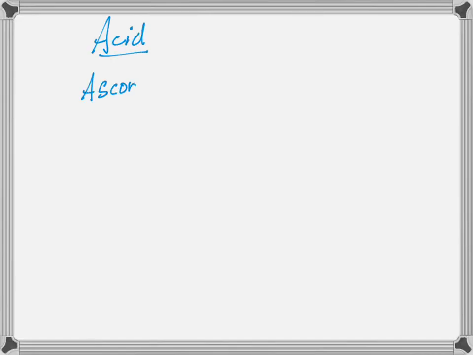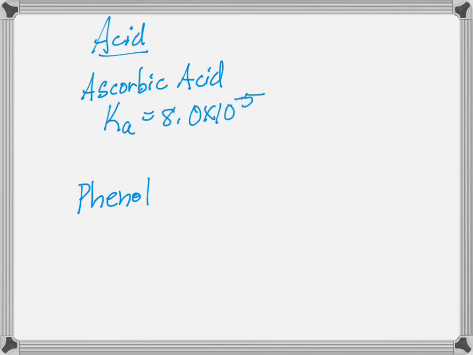Today we're going to be talking about weak acids and their conjugate bases. The first acid we're going to think about is ascorbic acid, which is also known as vitamin C. The next acid we're going to talk about is phenol. Phenol may be familiar to you as the active ingredient in Chloraseptic throat spray. Both phenol and ascorbic acid are weak acids.